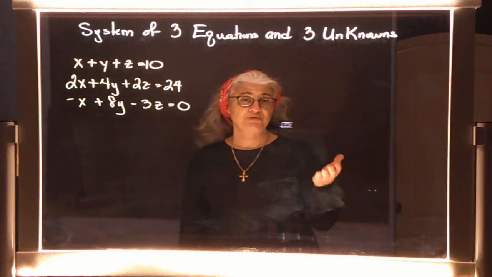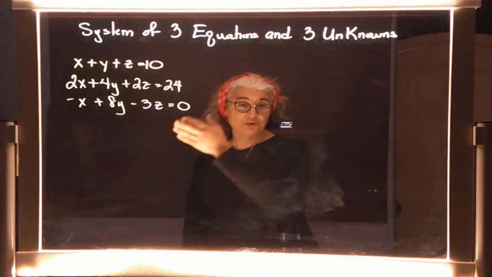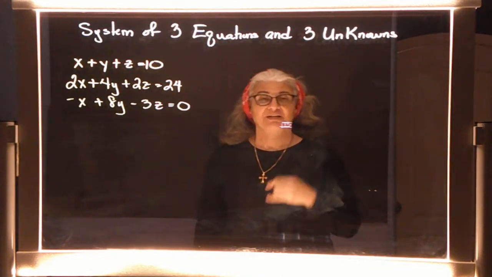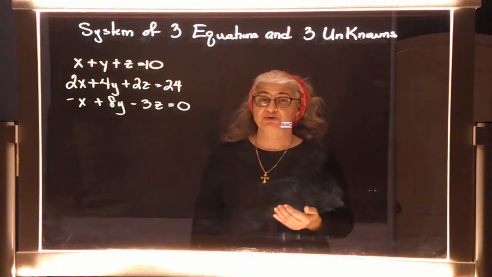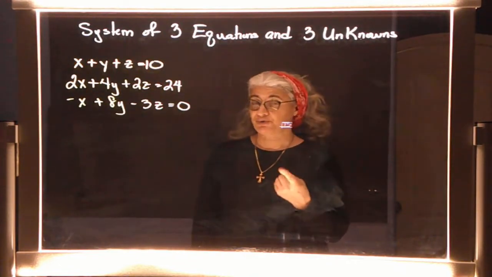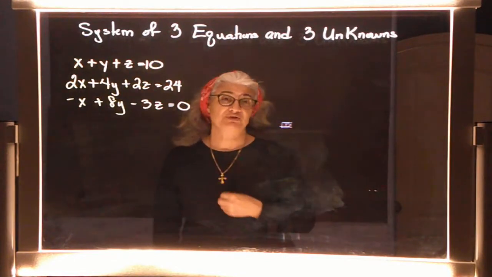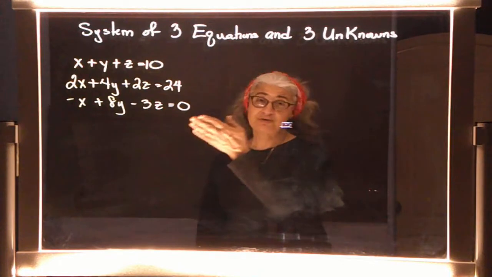Okay, so we're moving into the next section of dealing with systems of equations with 3 equations and 3 unknowns. Now, when we had 2 equations and 2 unknowns, we had 3 choices of methods to solve. We could graph, we could use the substitution, or we could use the elimination method. Now, we could do that with these as well.